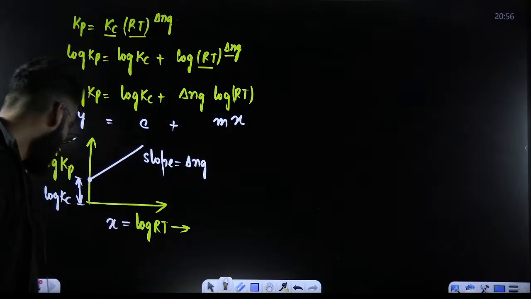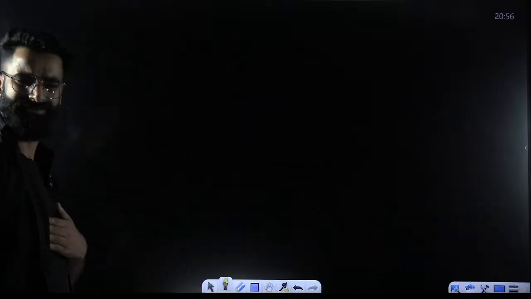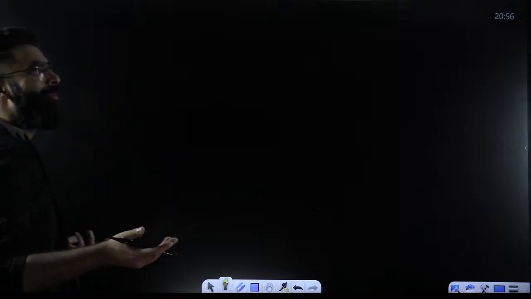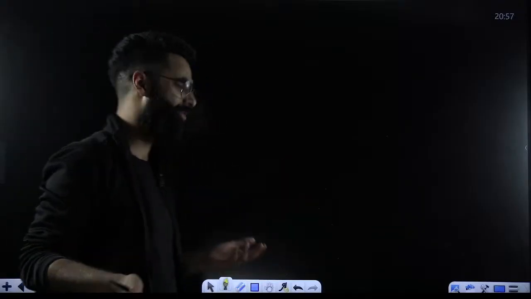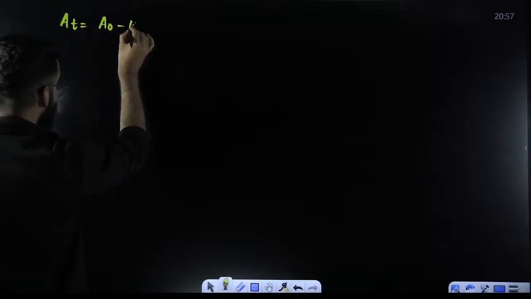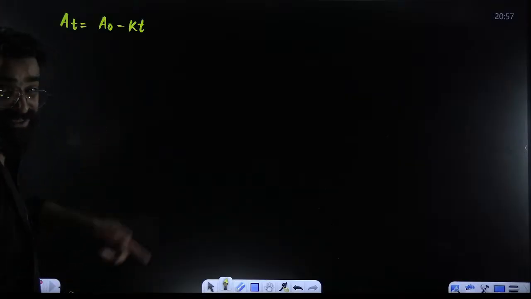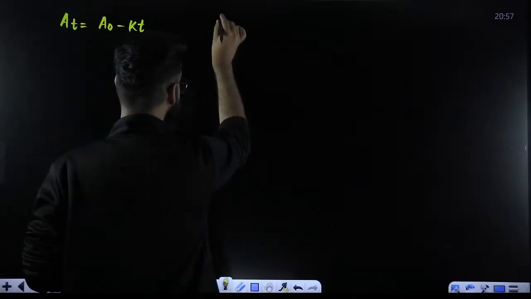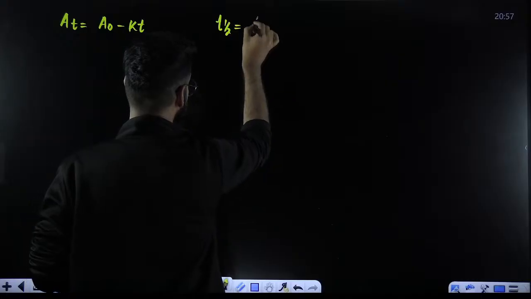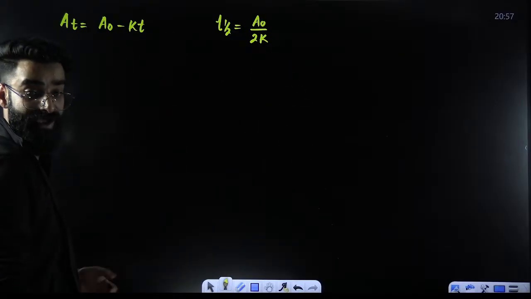Perfect. Now there are a few equations which you would have studied in chemical kinetics as well. For example, I hope you remember zero order reactions. In zero order reactions, there are certain equations which you must be knowing. One is At is equal to A naught minus kt. Does not matter whether you remember it or not. Second is t half is equal to A naught divided by 2k. This is one more equation in the zero order reactions.